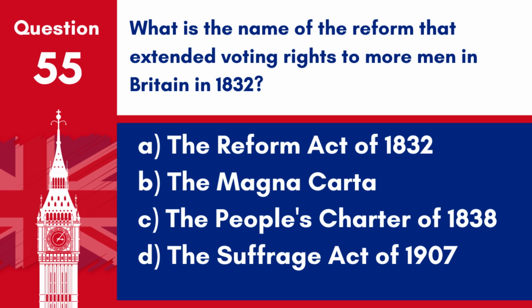Question 55. What is the name of the reform that extended voting rights to more men in Britain in 1832? A. The Reform Act of 1832, B. The Magna Carta, C. The People's Charter of 1838, D. The Suffrage Act of 1907. Answer: A. The Reform Act of 1832. The Reform Act of 1832, also known as the First Reform Act, significantly extended voting rights in Britain, marking the start of a series of electoral reforms.